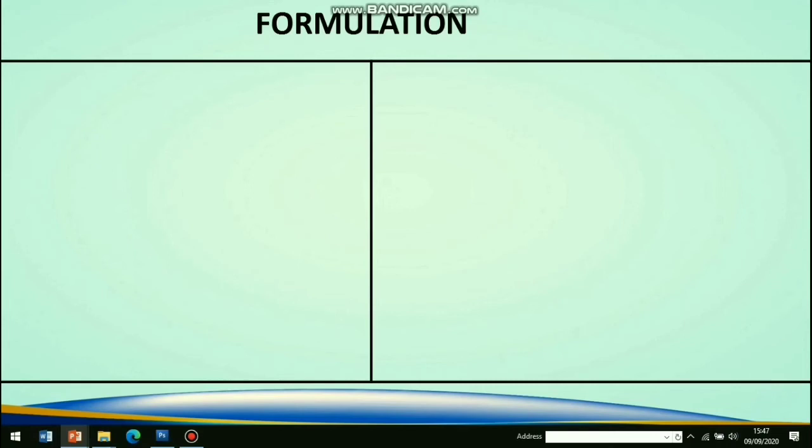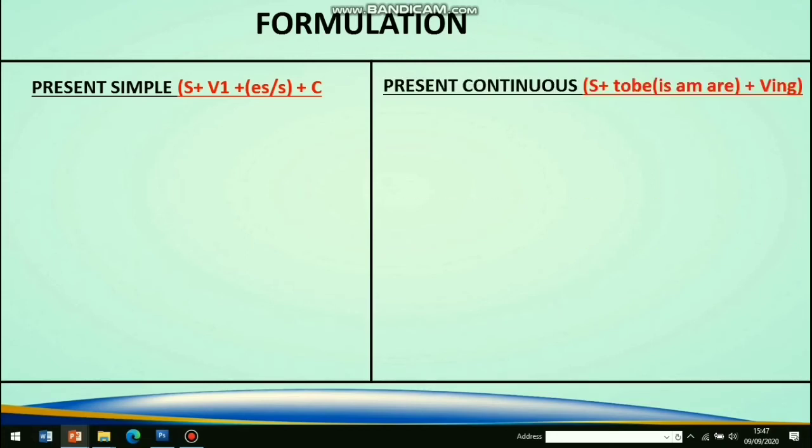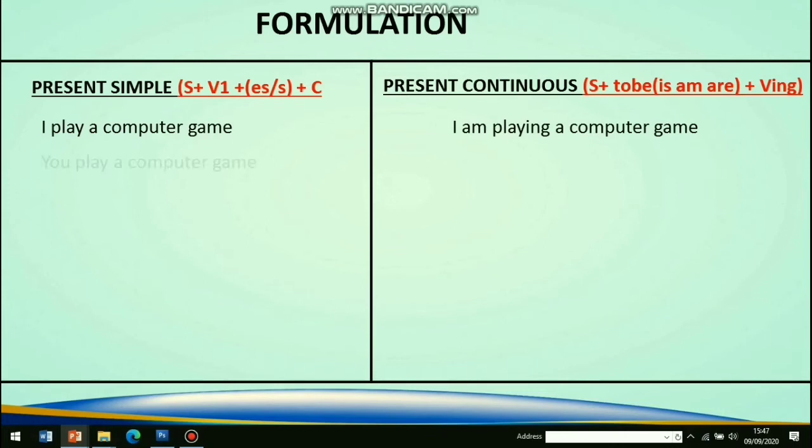Let's compare the formulation of present simple and present continuous. Present simple: subject plus verb 1 plus es or s at the end of verb 1 when the subject is she, he, it, plus complement. And present continuous: subject plus be (is, am, are) plus verb-ing. For example, I play a computer game. In present continuous, I am playing a computer game. You play a computer game. You are playing a computer game.